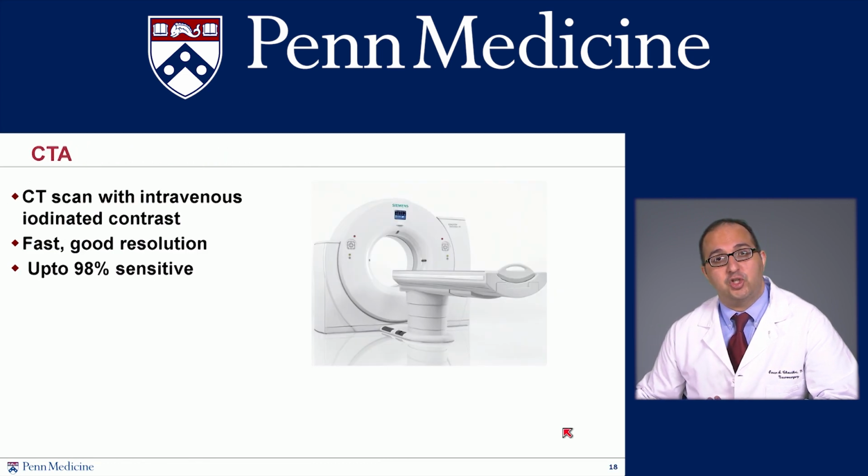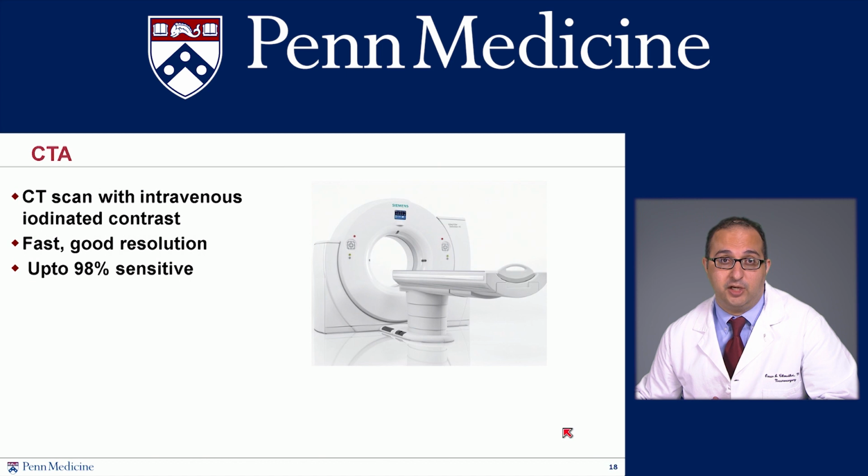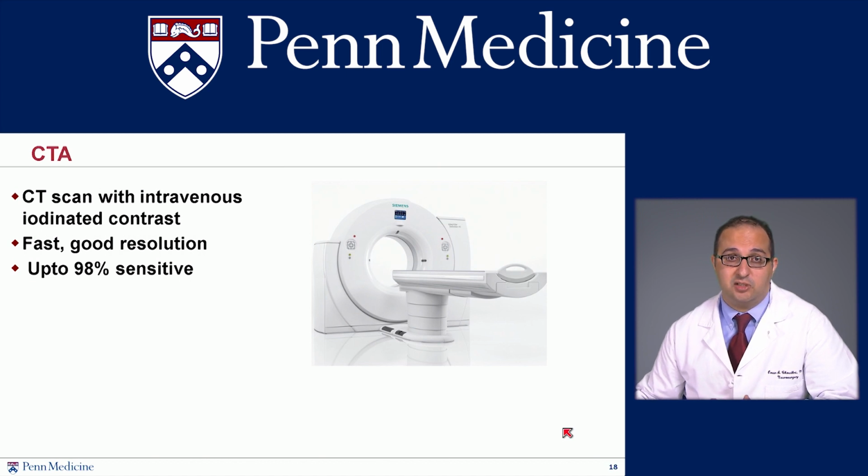So, like I mentioned, a CAT scan is something that is fast, has good resolution, and is up to 98% sensitive for brain aneurysms. It essentially involves using radiation in the CAT scanner, which is a very, very small amount of radiation exposure.